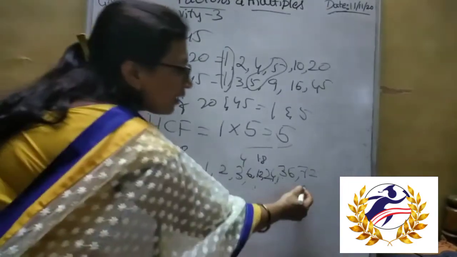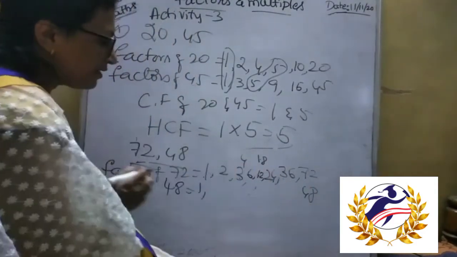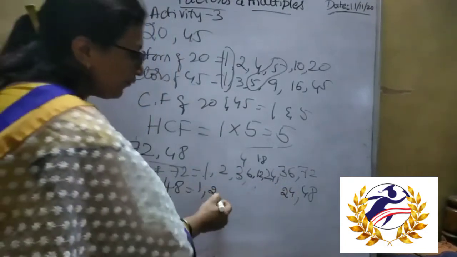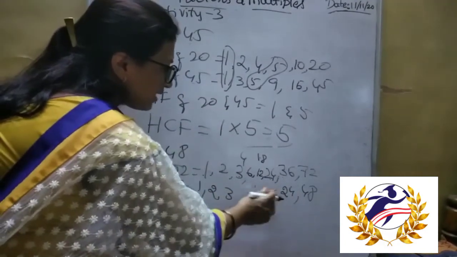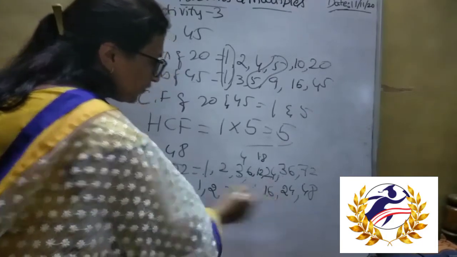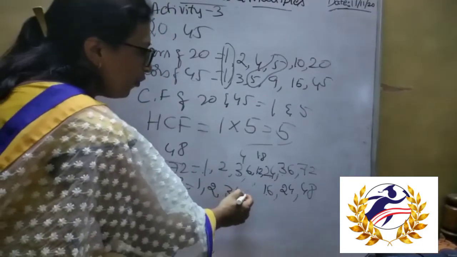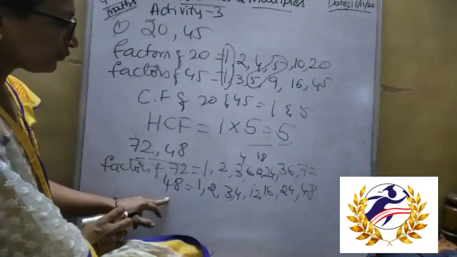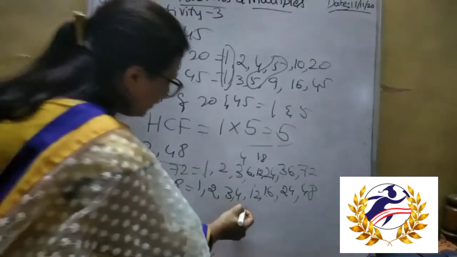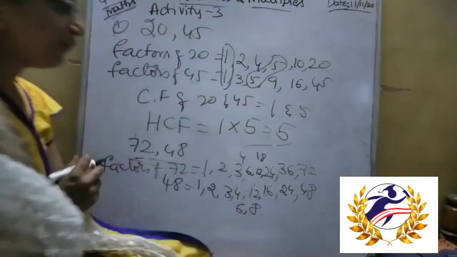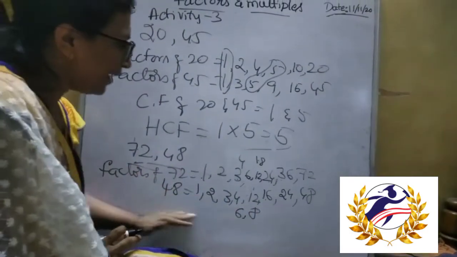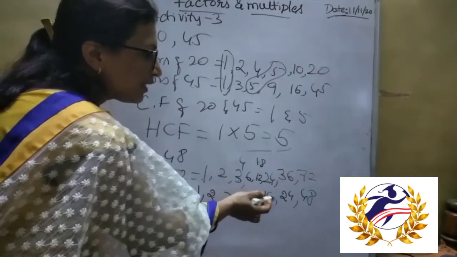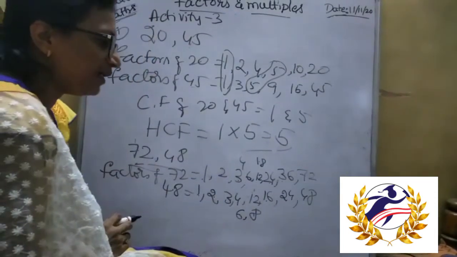So for 48, the factors: 1 48s are 48, 2 24s are 48, 3 16s are 48, 4 12s are 48, 6 8s are 48. So like that it has factors 1, 2, 3, 4, 6, 8, 12, 16, 24 and 48.